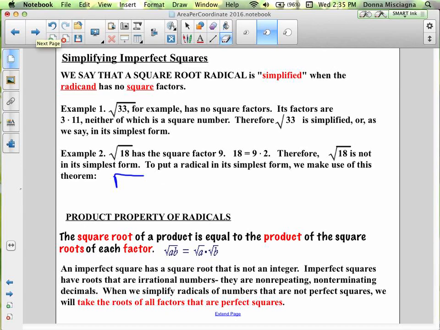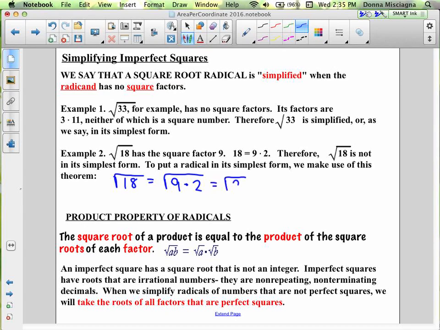So the square root of 18 here is the same as the square root of 9 times the square root of 2, and the square root of 9 is a perfect square. The square root of 9 is 3, because 9 is 3 times 3. It's got a buddy. The 3 can come out because one 3 goes away.